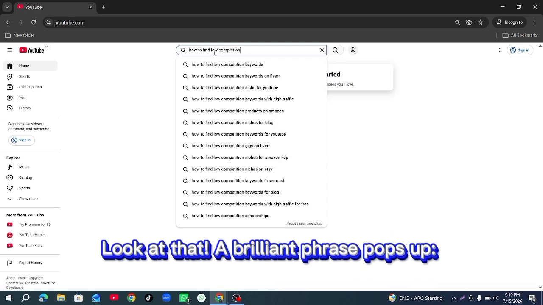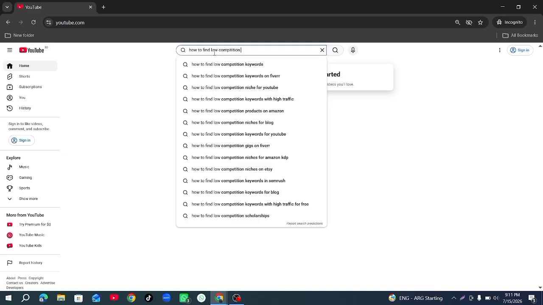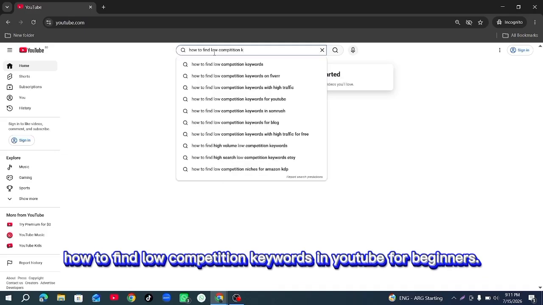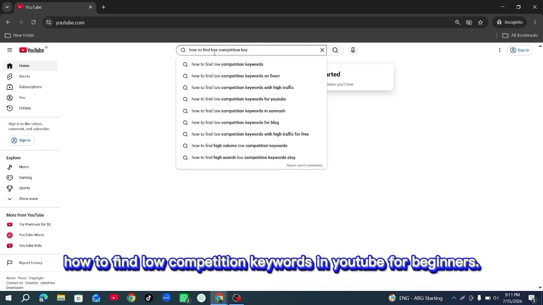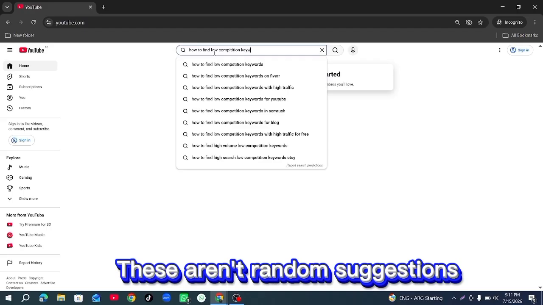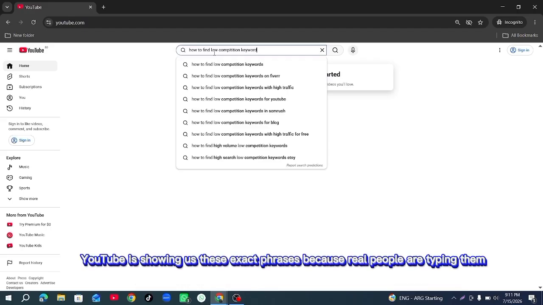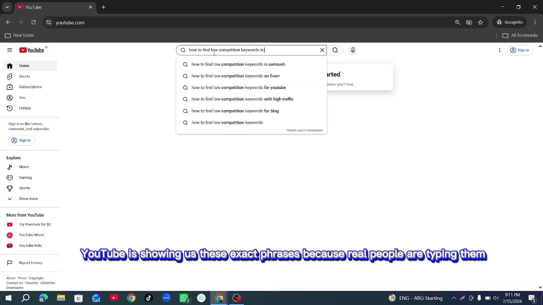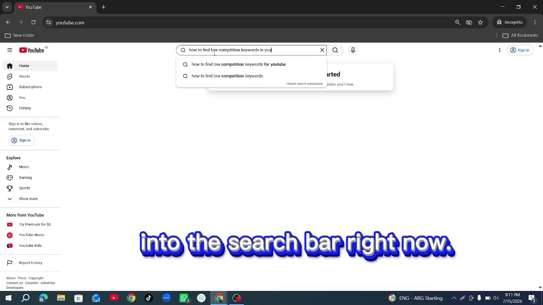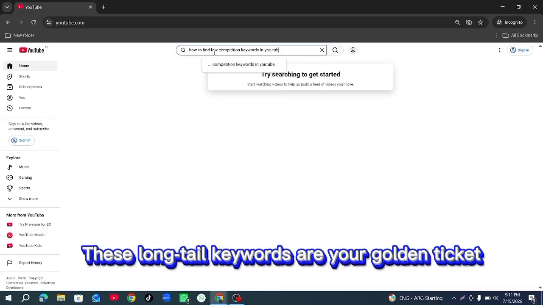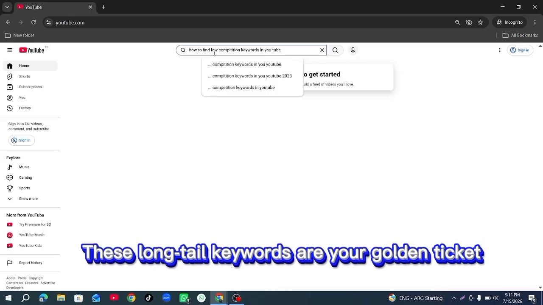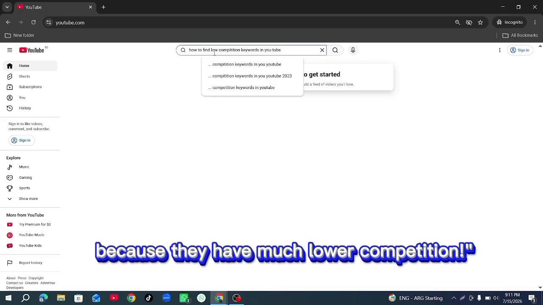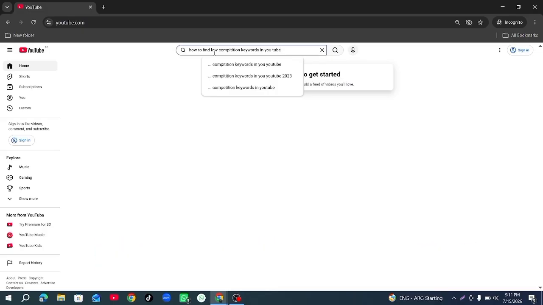Look at that, a brilliant phrase pops up. How to find low-competition keywords in YouTube for beginners. These aren't random suggestions. YouTube is showing us these exact phrases because real people are typing them into the search bar right now. These long-tail keywords are your golden ticket because they have much lower competition.